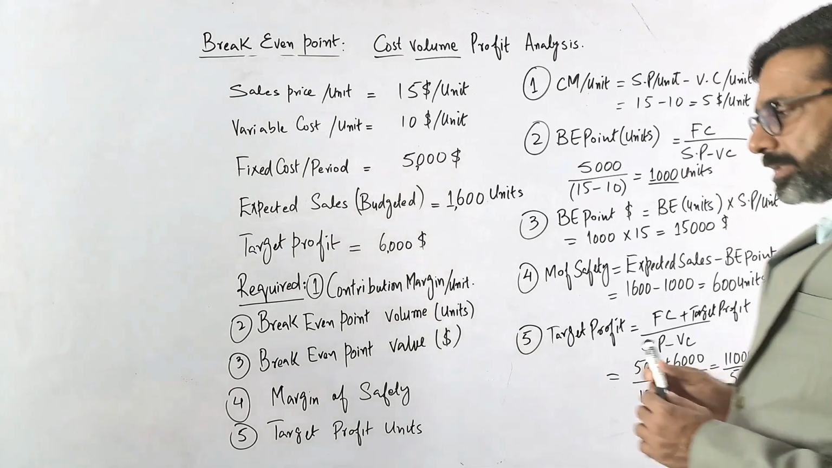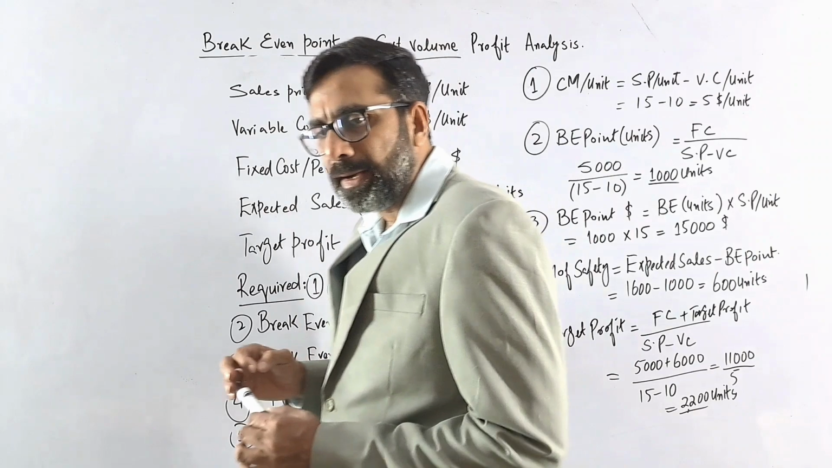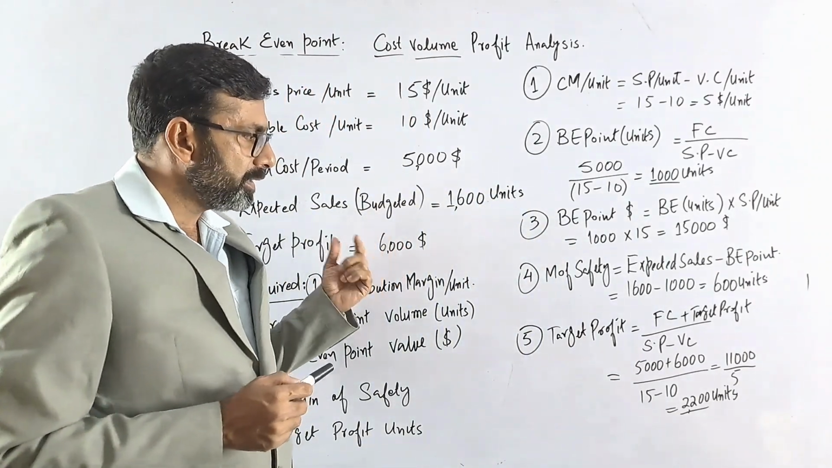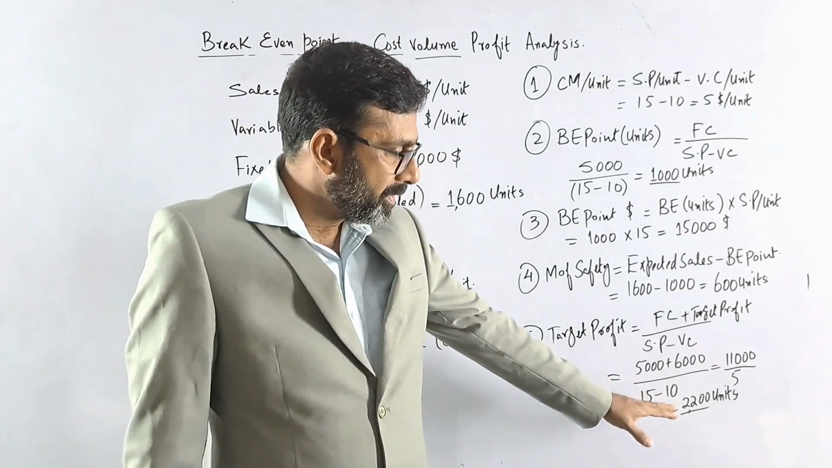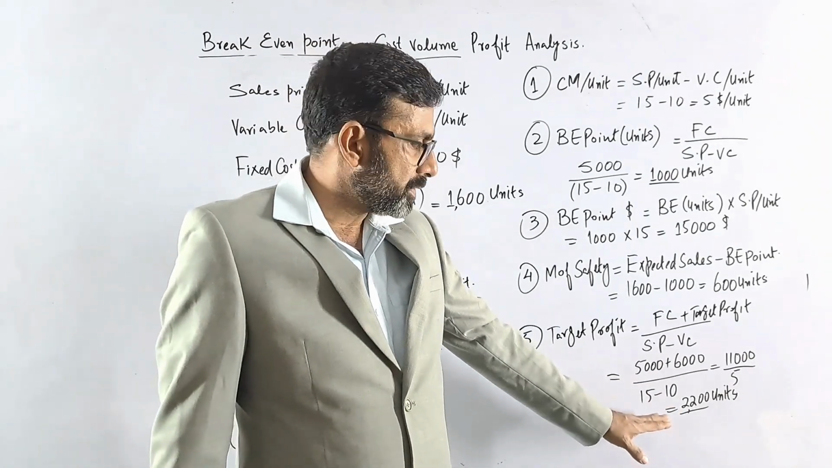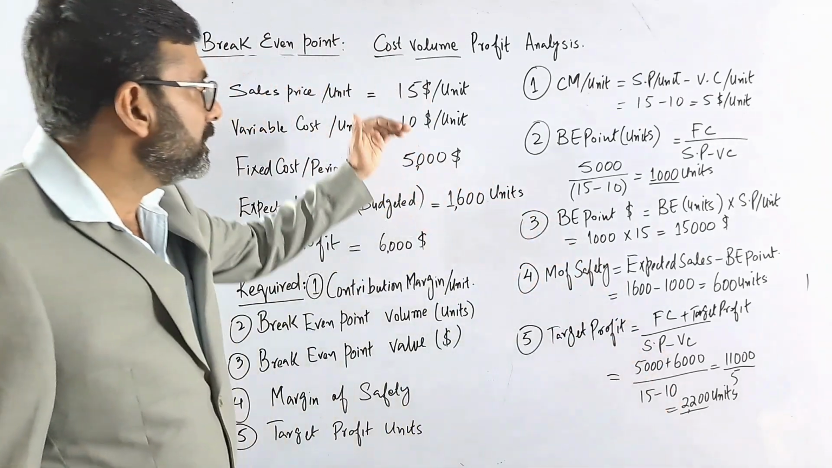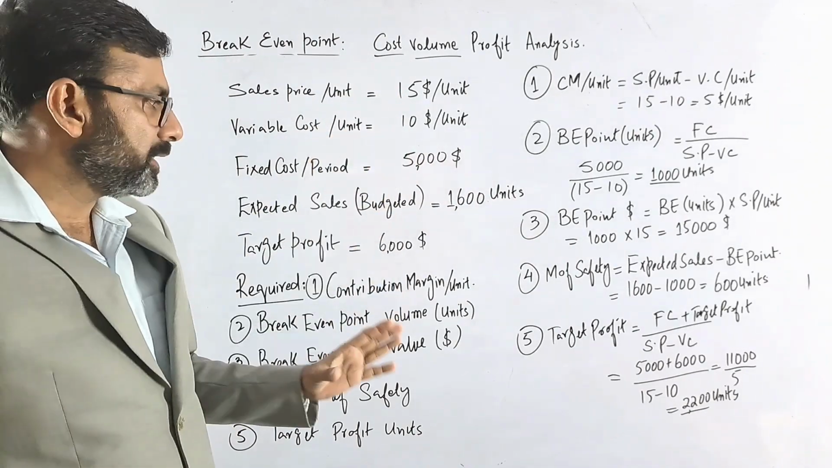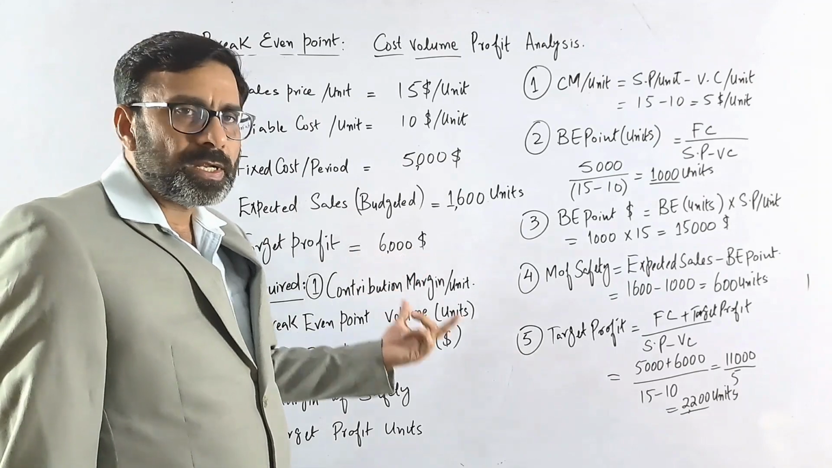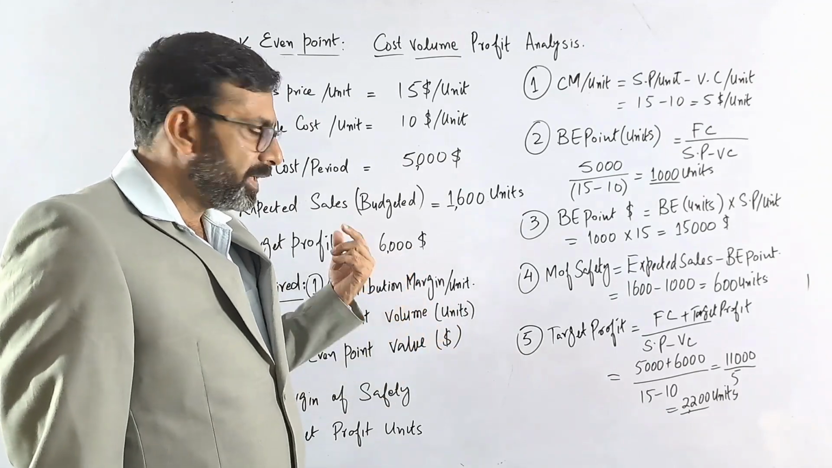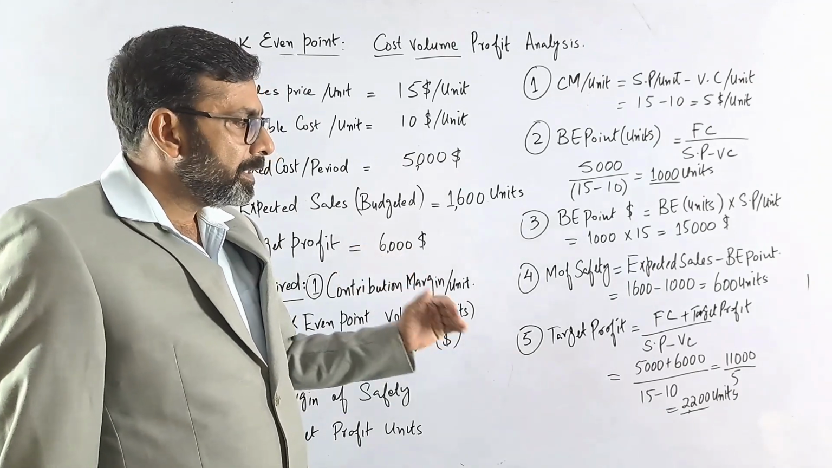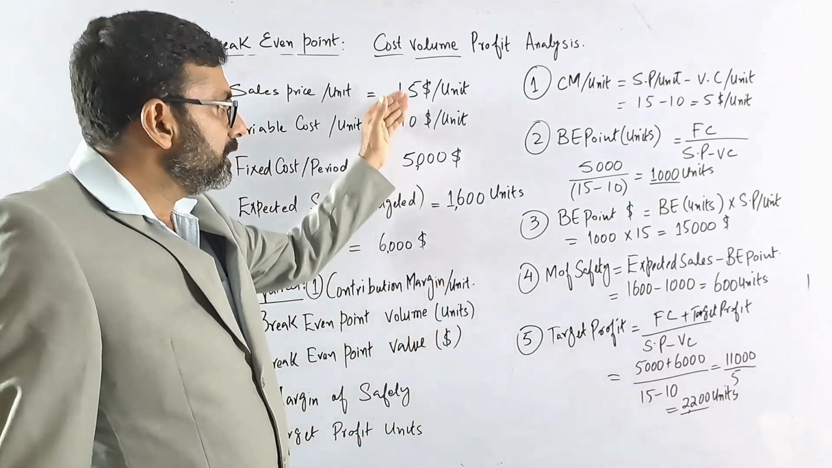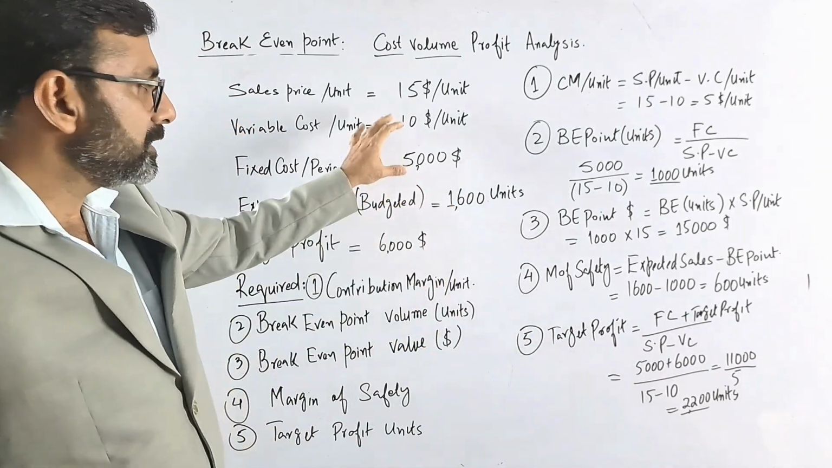So if they want to achieve a profit of $6,000, they have to sell 2,200 units at these prices or at this cost. Considering all the things, if they want to get a profit of $6,000, they have to sell 2,200 units at this price level and this cost level.